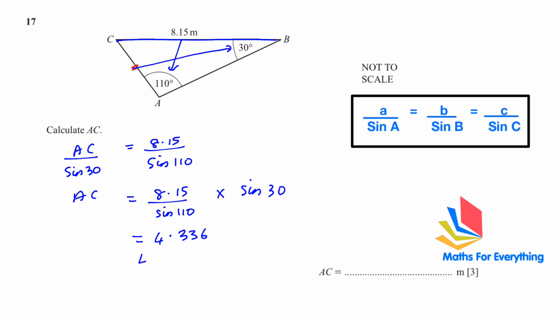4.336. When we round it to two decimal places, the number after it is 6. If it is 5 or more than 5, we add 1, so 4.34 meters.